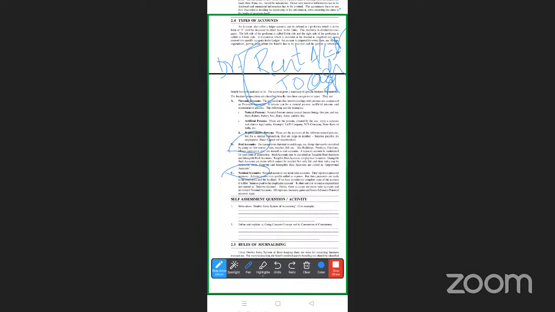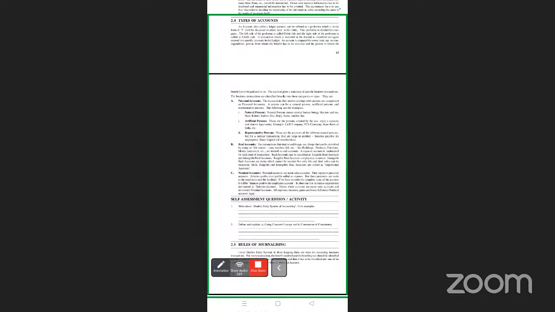So these are the three rules you have to remember to write the journal entries: personal account, real account, nominal account. We can make a note. Personal account says debit the receiver, credit the giver. Real account says debit what comes in, credit what goes out. And nominal account, debit all expenses and losses, credit all incomes and gains.